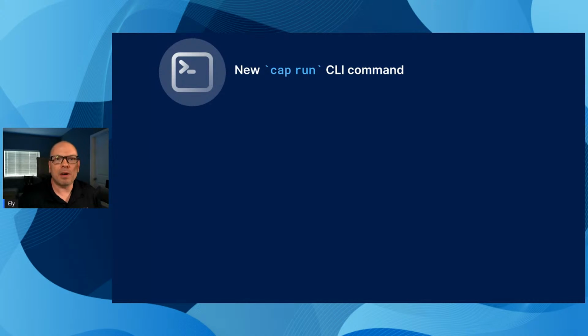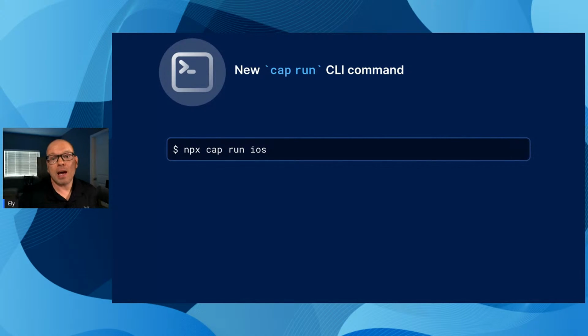Before, to test your app on either an emulator or a device, you would need to open up the native app in either Xcode or Android Studio and launch the app from within the native IDE. Now, with the new run command, you have the option to run npx cap run and the name of your platform. This will build your app, copy the assets to the native project, perform a native build, and launch your app on the selected device, all from within the command line.